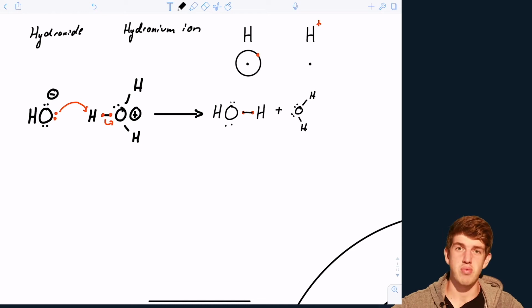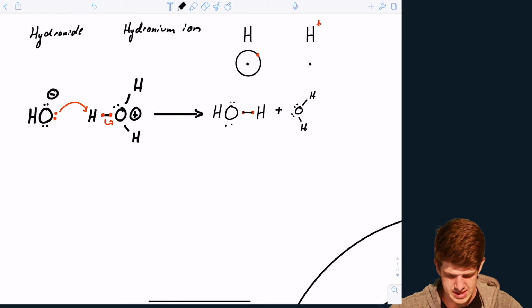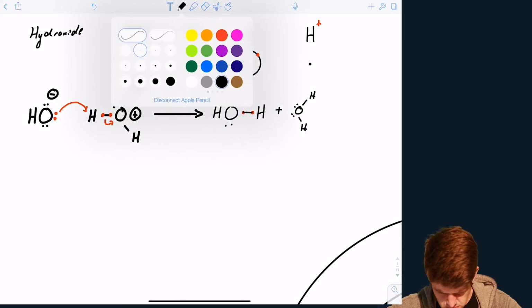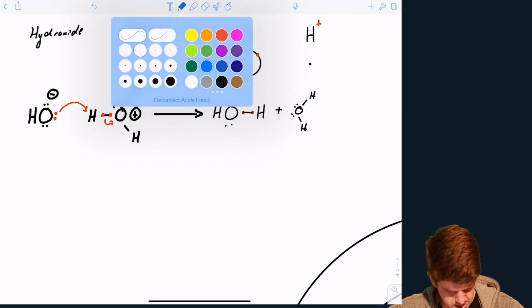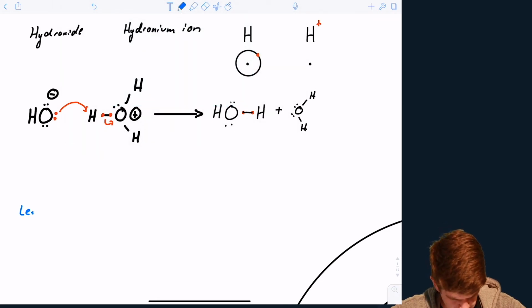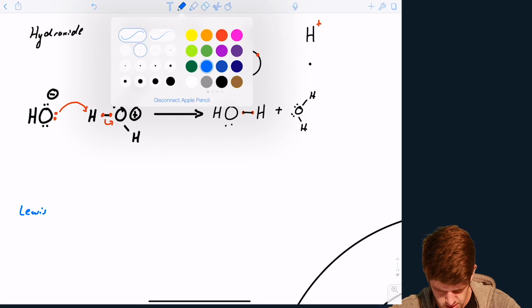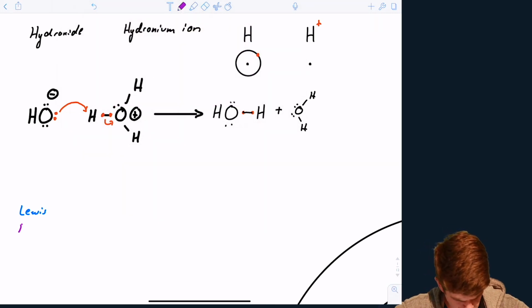So what is the Bronsted-Lowry acid base and what is the Lewis acid base? Well, let's write the Lewis acids in blue. So Lewis acid, or Lewis base, Lewis acid, you know. And we'll write the, what color? Let's go purple. And purple would be the Bronsted-Lowrys.